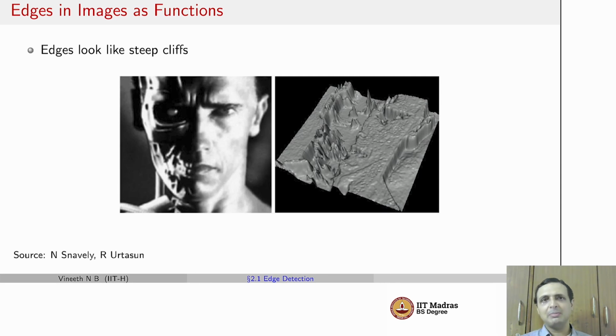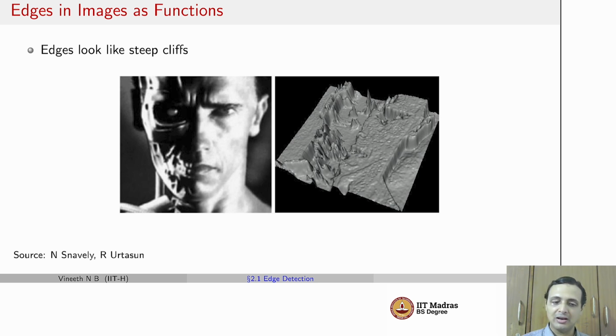So we talked about images being represented in multiple ways. Images can be looked at as matrices. Images can also be looked at as functions. When you talk about images as functions, edges look like very steep cliffs.